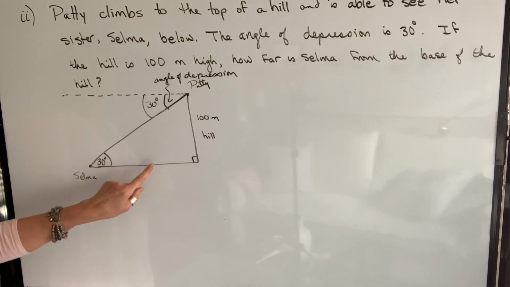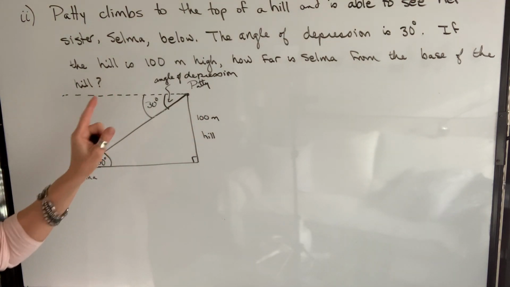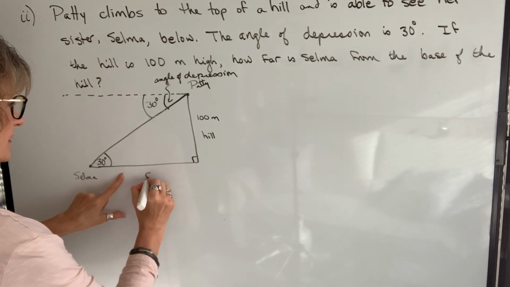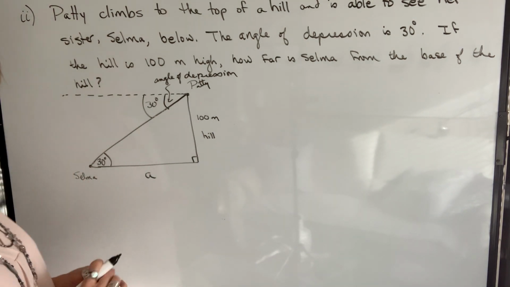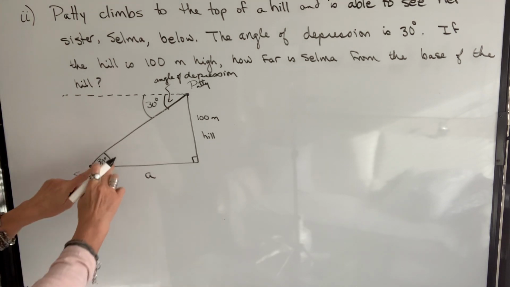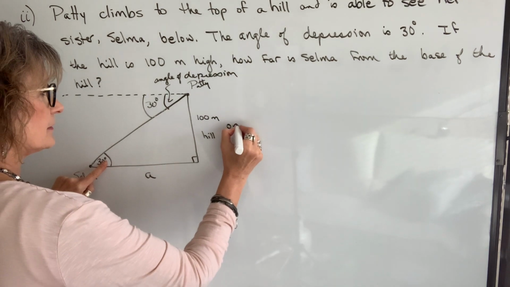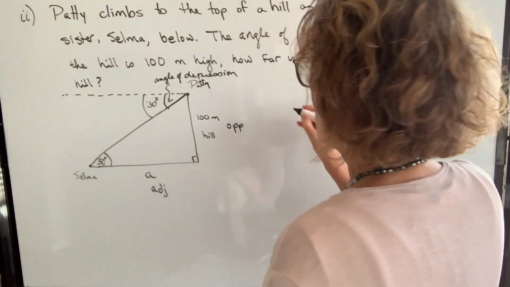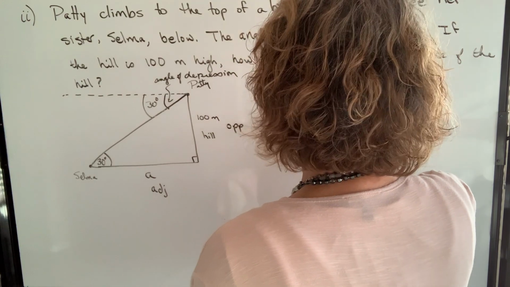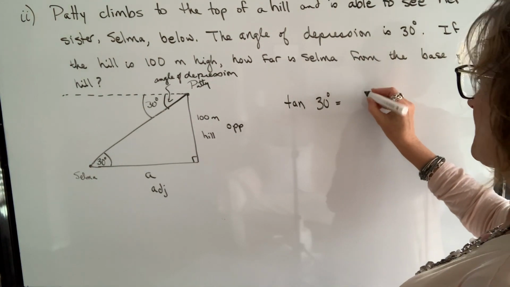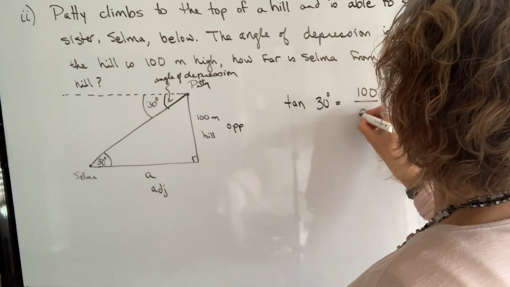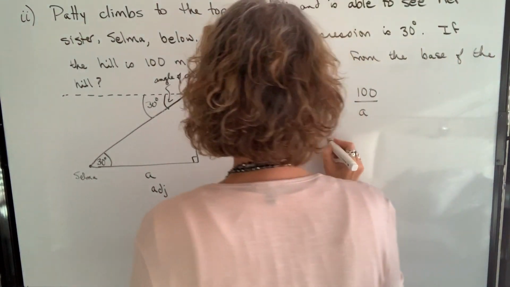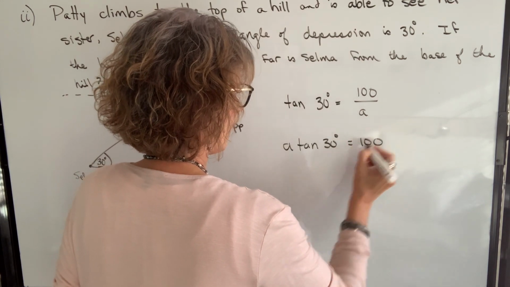Now that we've got our triangle, we know a side, we know an angle, we're asked to find what's the horizontal distance, how far is Selma from the base of the hill. So we want to find this distance, which we can call A or X or whatever you'd like to call it. We're going to solve for that. In terms of this angle, this is the side opposite. This is the side adjacent. So again, just like the last problem, we're going to use our tangent function. So the tangent of 30 degrees will be equal to the opposite side, which is 100, divided by the adjacent side, which is A. I'm going to multiply both sides by A. Divide by tangent of 30.